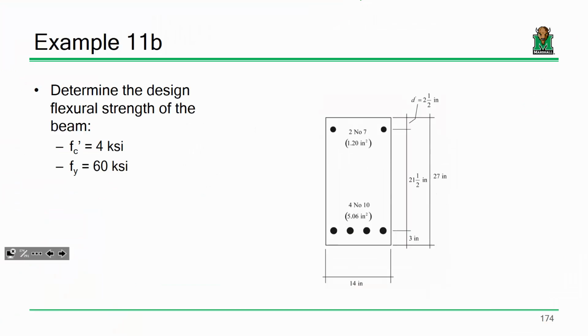All right. Now, here's example 11B. If you look at example 11B versus 11A, they're very similar, except a few dimensions have changed with respect to the steel. We have 4 number 10s, and we have 2 number 7s here. And we also have different material grades. We have 4 KSI concrete as opposed to 3 KSI concrete on the last example. It might not seem like enough, but we're going to find a different result. Okay? Sound good?